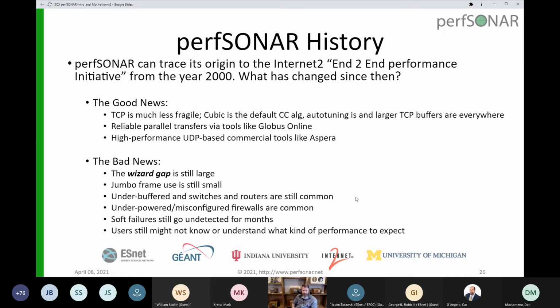Underbuffered switches still exist, misconfigured or underpowered firewalls, as Jason was talking about with Science DMZ. Anytime you have something like that in the path, you absolutely have the potential to kill performance. And those pesky soft failures we talked about earlier, those are the types of things that, because they don't present as an outright failure or loss of connectivity, can go undetected and be sitting in a network for months or possibly even years.